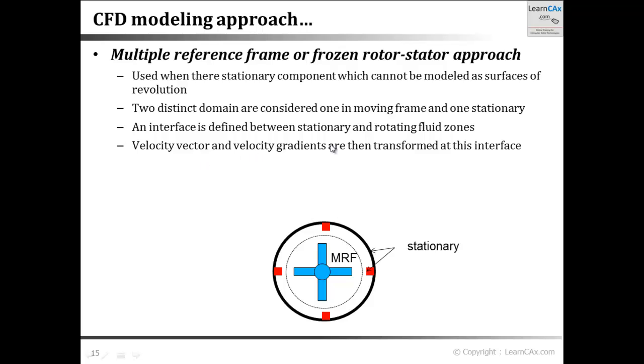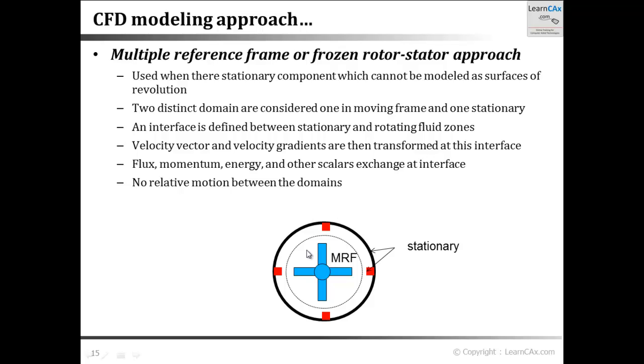All the velocity vectors and velocity gradients are transformed through this interface, passing from the rotating zone and capturing its effect into the stationary zone. Flux, momentum and energy and other scalars are exchanged at this interface. Now an important criteria is the interface should form a surface of revolution.